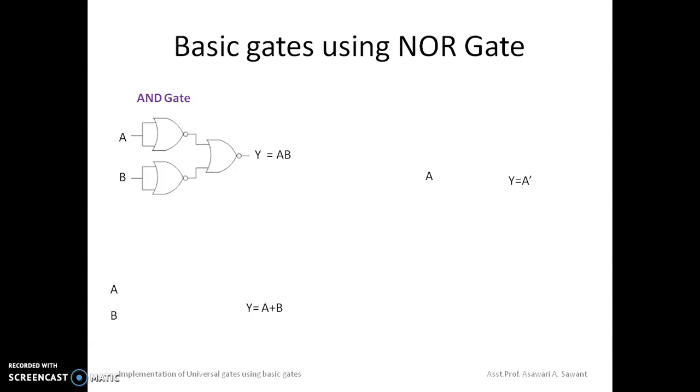Now we will see how to construct NOT gate using NOR gate. So this is the diagram, very simple. Just a single NOR gate is used. The two inputs are joined together to give a single input A, and we get the output as A bar.